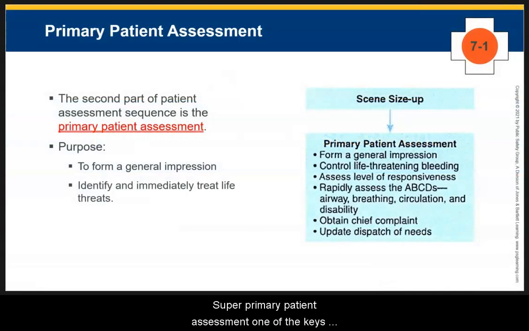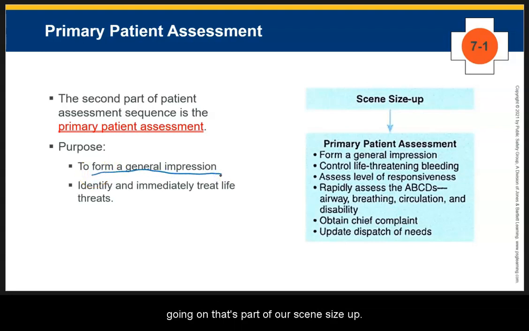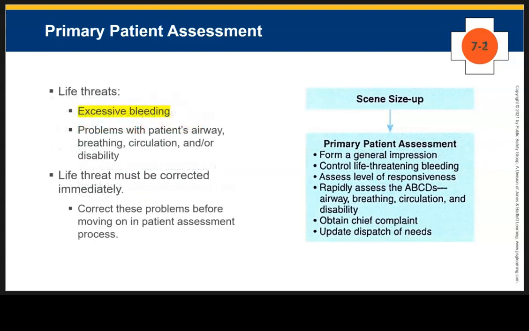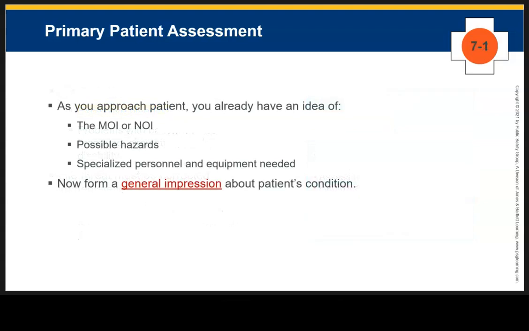So for primary patient assessment, one of the keys is to form a general impression in terms of what's going on. That's part of our scene size-up, and associated with that general impression is going to immediately treat life threats, in particular, life-threatening bleeds. Now, that excessive bleeding is one of the principal life threats to address. We may also have problems with airway or breathing or some sort of mental status, which we call disability, but we want to correct those problems before we move on.